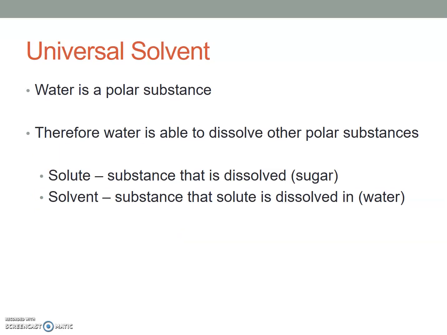The last property of water is that water is a universal solvent, so it's a polar substance. It will dissolve other polar substances, or like dissolves like, and water dissolves a bunch of stuff. So water acts as a solvent. A solvent is the substance that's doing the dissolving, so that would be water. The solute is the substance that's being dissolved. So water can dissolve sugar, water dissolves salt, and water dissolves a bunch of things that are also polar.